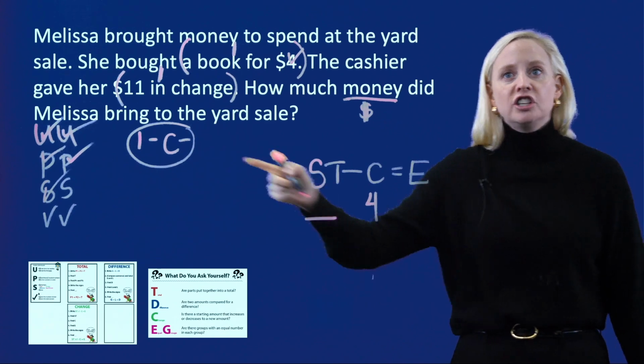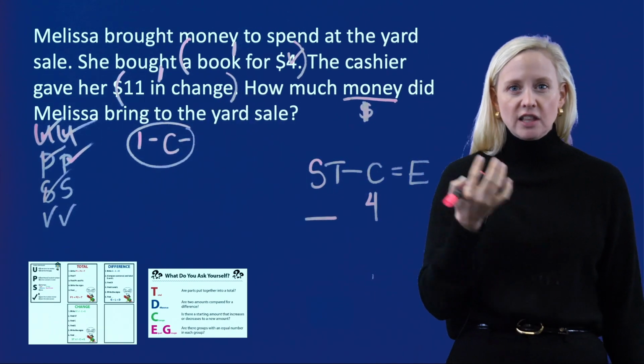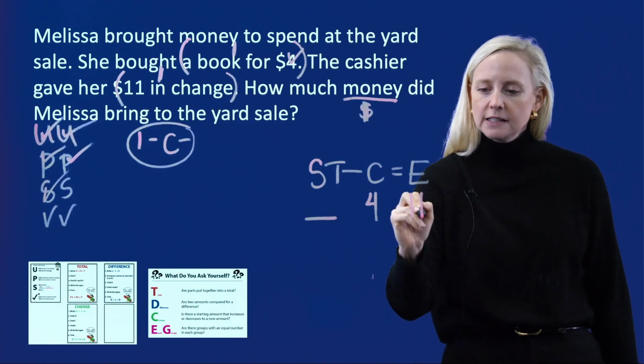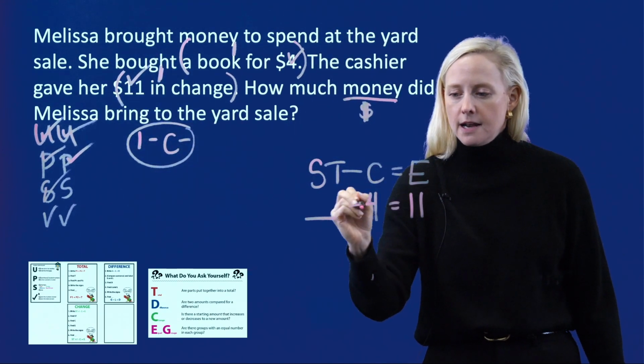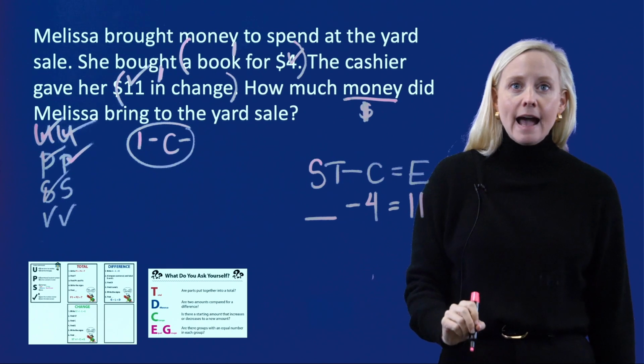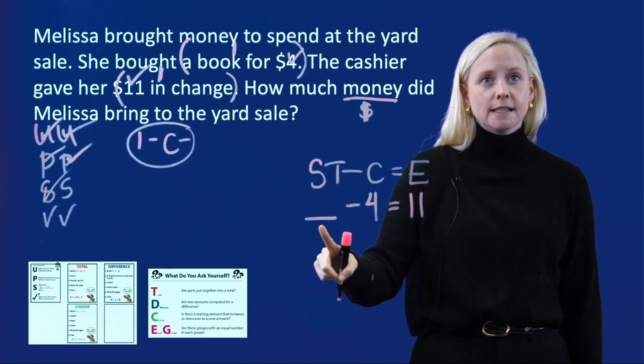And then she had $11 in change. That was what she ended up with. So that's my end amount. So I'm going to check that off. And I'm going to add my signs. Now I need to figure out our missing starting amount.